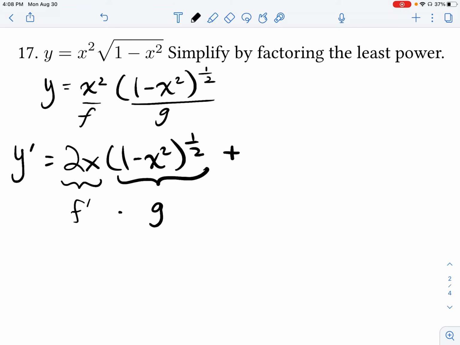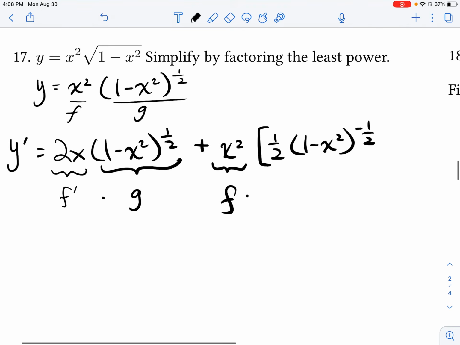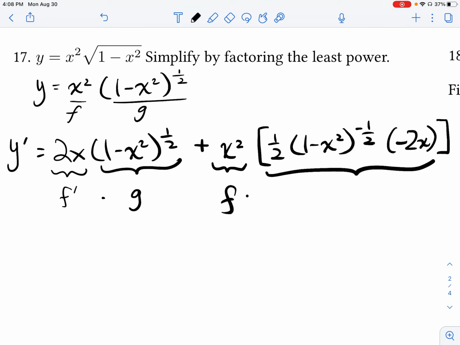We're then going to add to it plus f, so x squared, this is our f, times g prime, which is, now this is where the chain rule comes in. I'm just going to write this here. 1/2 times (1 minus x squared) to the negative 1/2 power, all of that times the derivative of our inner function there, negative 2x. All of this here is our g prime. Okay, and this is where we use the chain rule. So now that we have all that, let's practice cleaning this up a little.